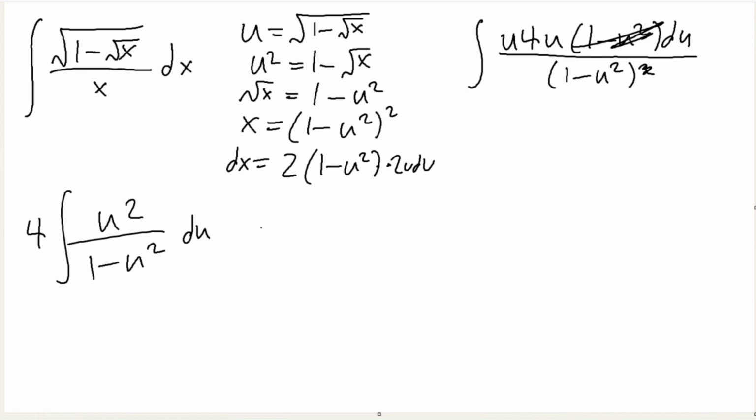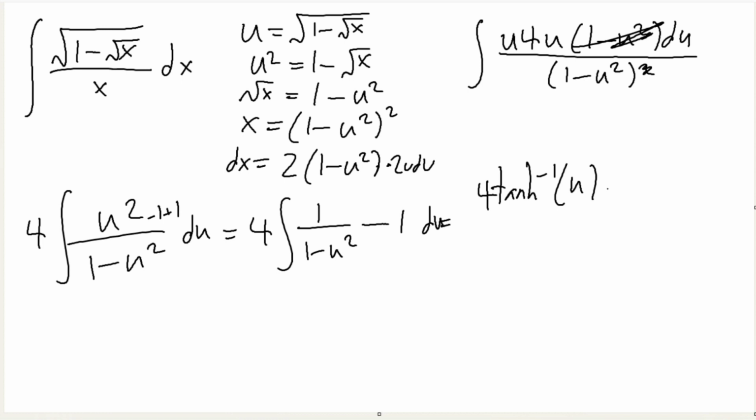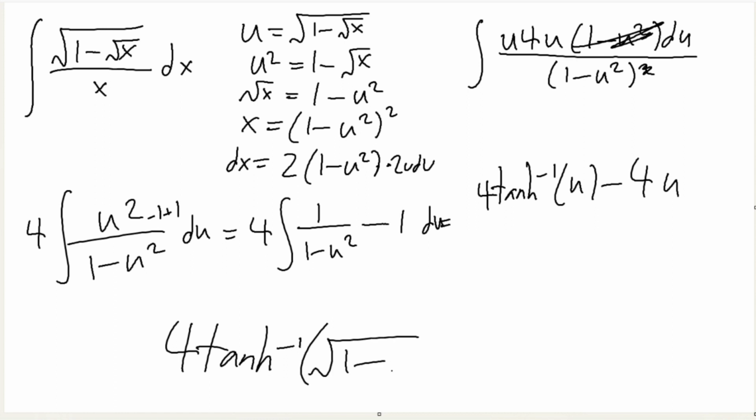We've seen this. We've done this so many times. In that case, we would just do minus 1 plus 1, right? So we get 1 over 1 minus u squared, and then minus 1, du. Now this is just 4 inverse tanh of u minus 4u. So our answer is 4 inverse tanh of the square root of 1 minus square root of x, minus 4 times the square root of 1 minus square root of x, plus c.